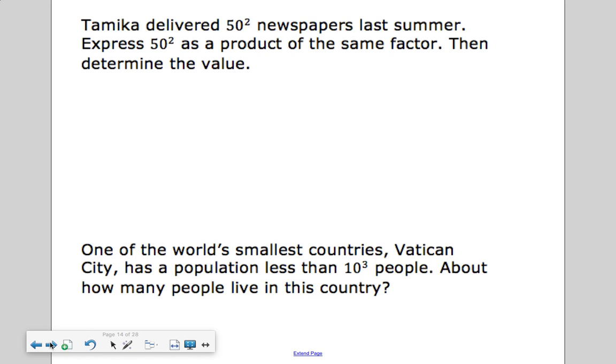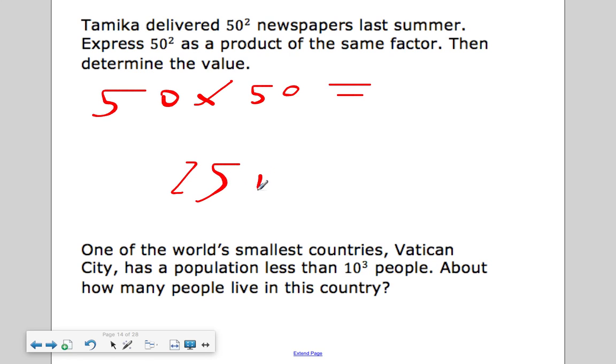Tamika delivered 50 squared newspapers last summer. Express 50 squared as a product of the same factor, then determine the value. So 50 is the base. This factor repeats itself twice. So 50 times 50, let's see, 5 times 5 is 25, 2 zeros follow, so it's 2,500.